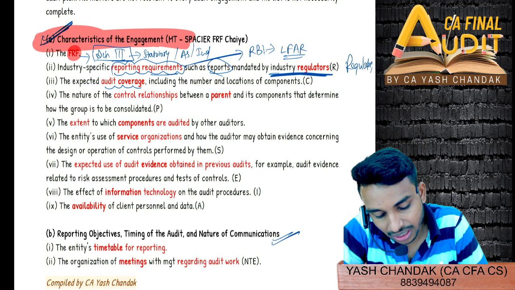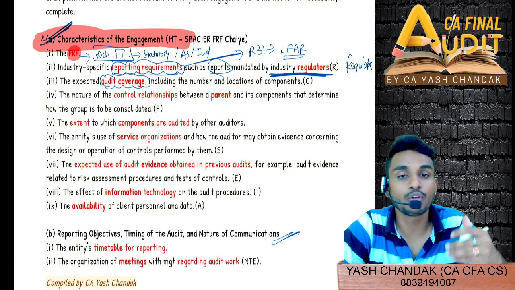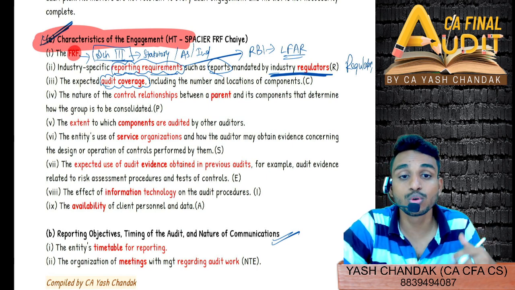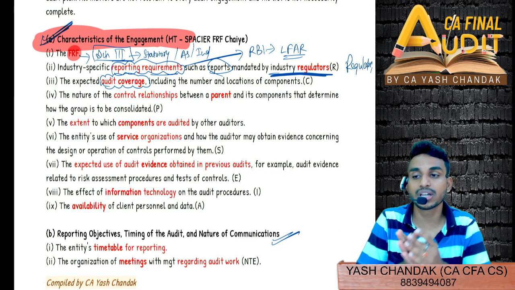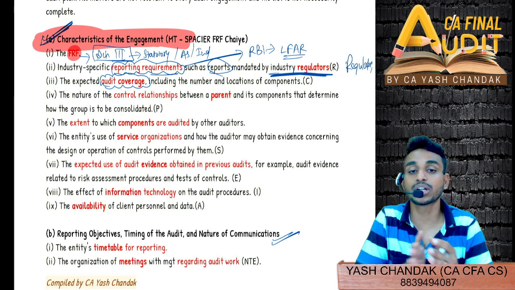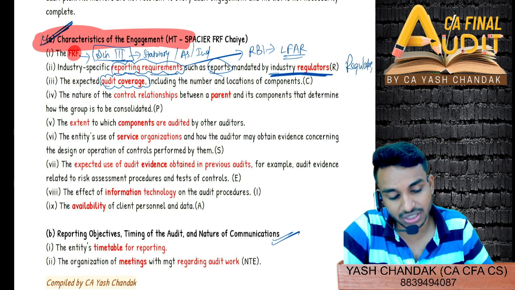Similarly, expected audit coverage. All this decides your characteristics. How much are you going to cover in the audit? What is the expectation from you, that you will cover assets, liabilities, income, expenditure, equity? What all things are you going to cover in your audit? Expected audit coverage.